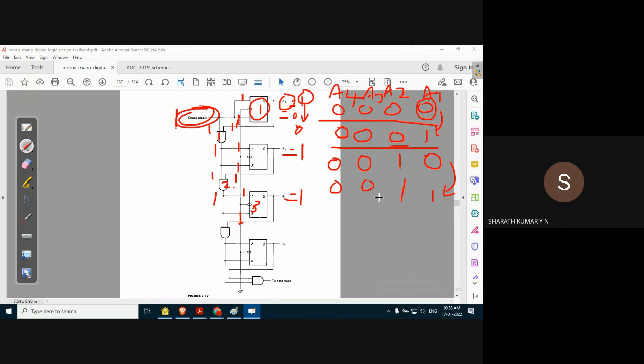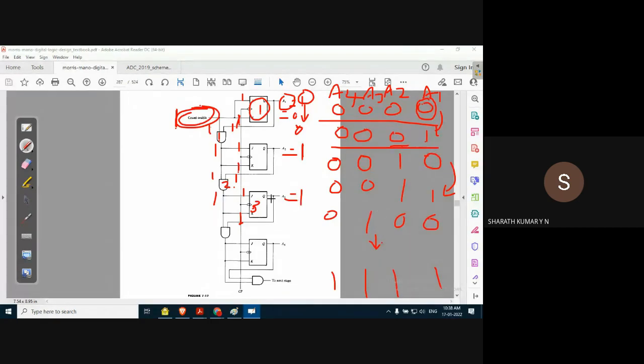A3 becomes 1. In the next stage, initially it is 0 0 1 1. Next, when both A2 and A1 are 1 1, A3 is forced to change the state from 0 to 1, and these two will become 0. Like this it continues till it reaches the final count of 1 1 1 1.